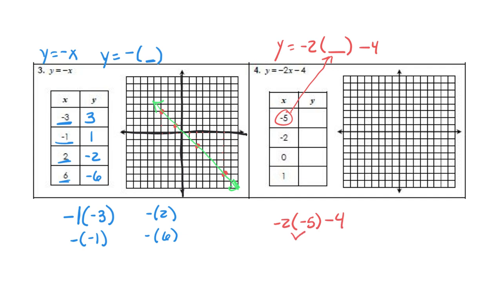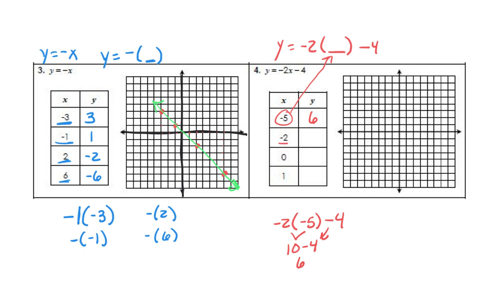Negative 2 times negative 5. So negative times negative is a positive. 2 times 5 is 10. So 10 minus 4, because I'm just going to bring that down. 10 minus 4 gives me 6. So my y value would be 6.